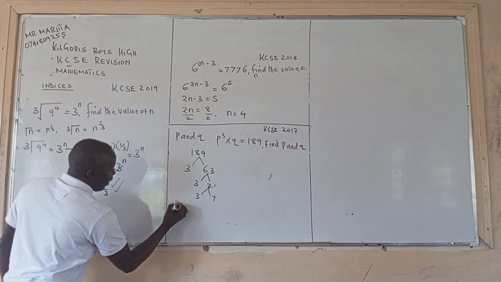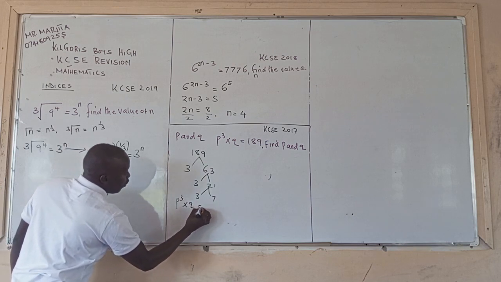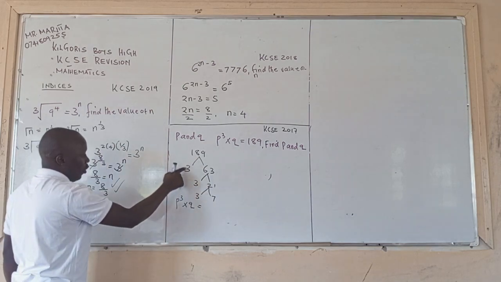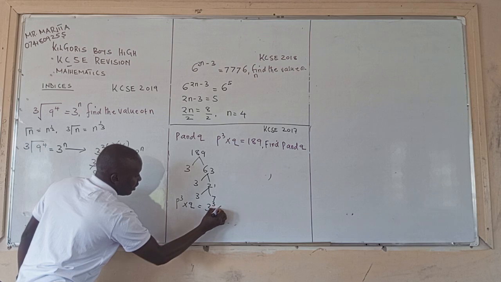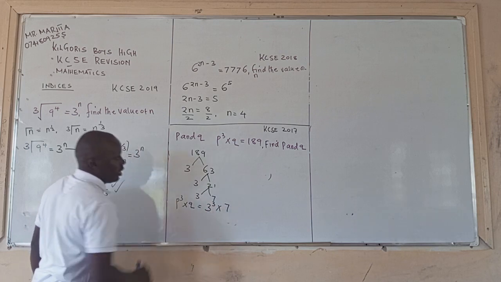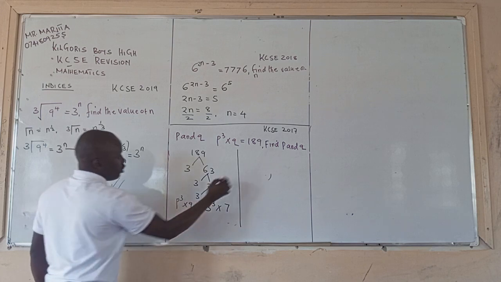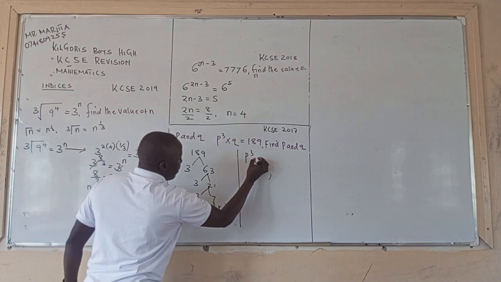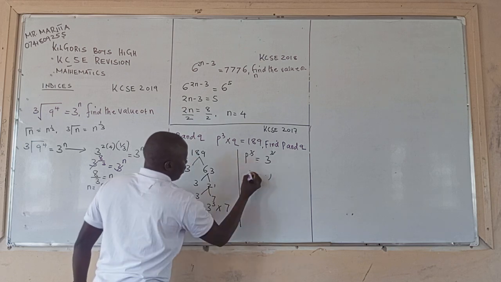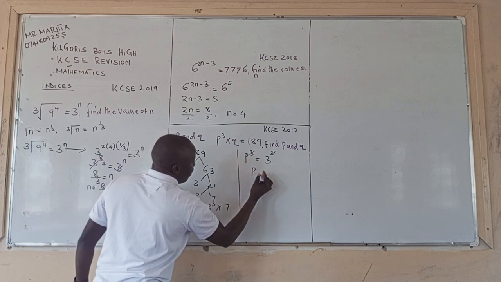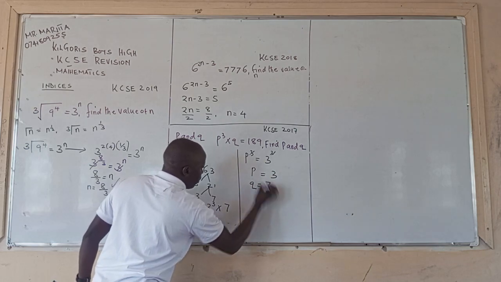So you can have P raised to power 3 times Q, which is equivalent to 3 raised to power 3 times 7. From here, P raised to power 3 is equals to 3 raised to 3, so you cancel the powers. The value of P is equals to 3 and the value of Q is equals to 7.